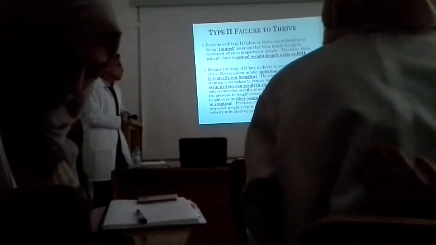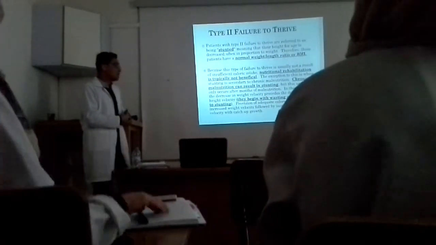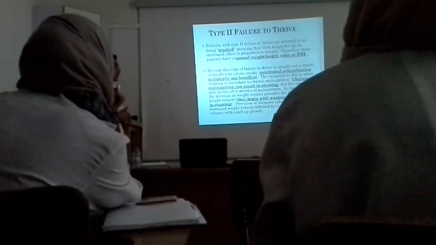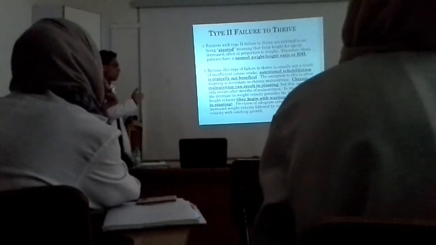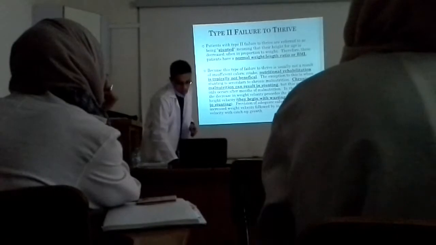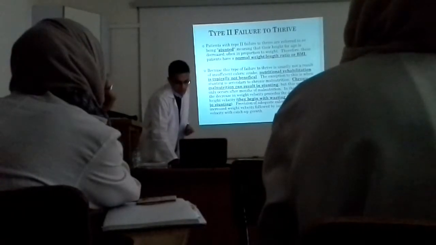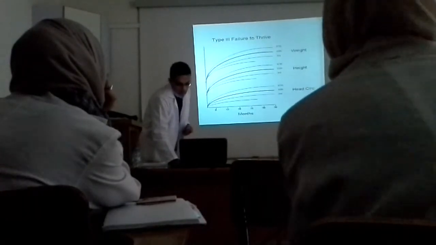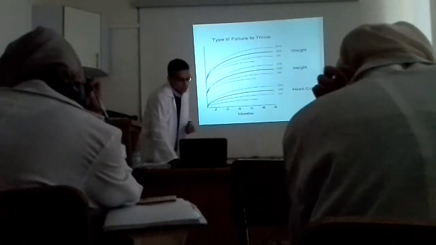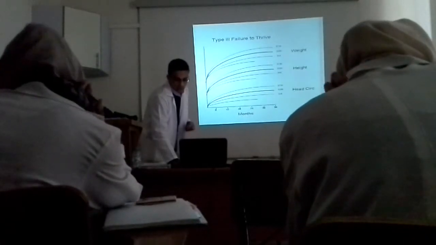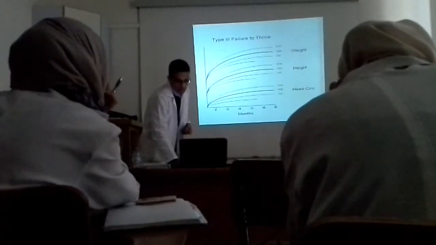The exception to this is when stunting is secondary to chronic malnutrition, and the chronic malnutrition can result in stunting. As we said, he starts with type 1, and then he will end up with type 2 failure to thrive, so it can help. Type 3 failure to thrive has a significant reduction in all the parameters: the weight, the height, and the head circumference.